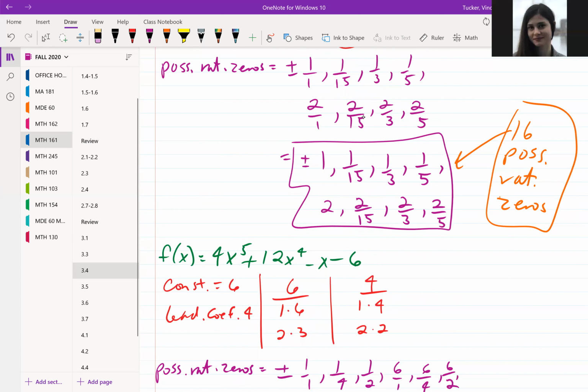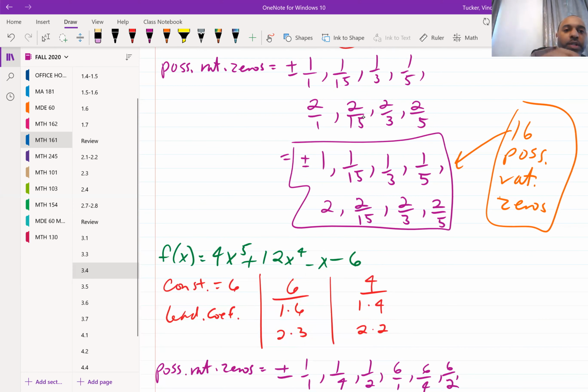I have a question. So if we have a negative for the constant, it's still like positive? Yeah, all we're doing is looking at the numbers, because when we look at our solution set, we're going to look at plus or minus anyway. Okay. Thank you. Not a problem. Good question.